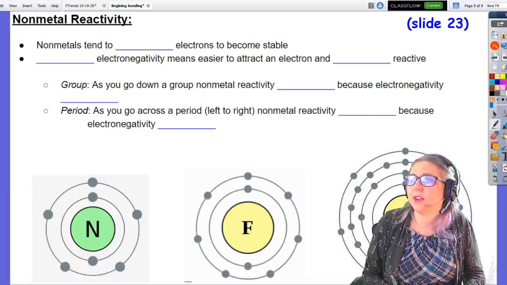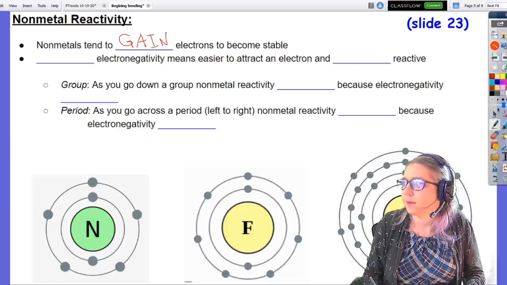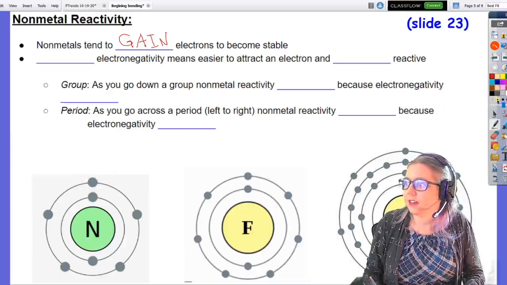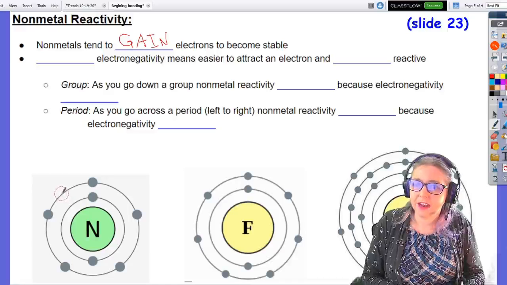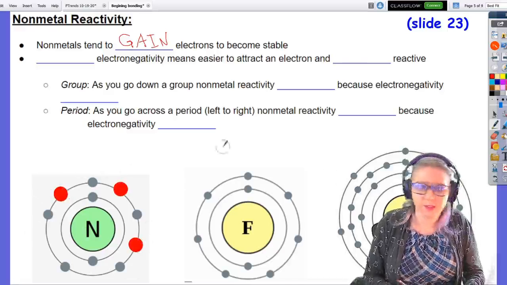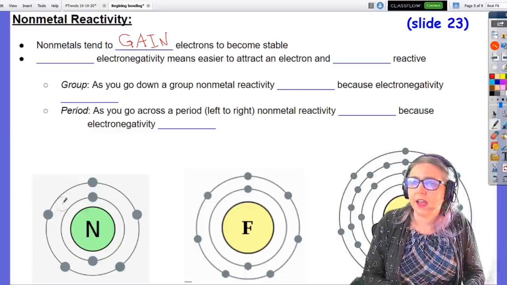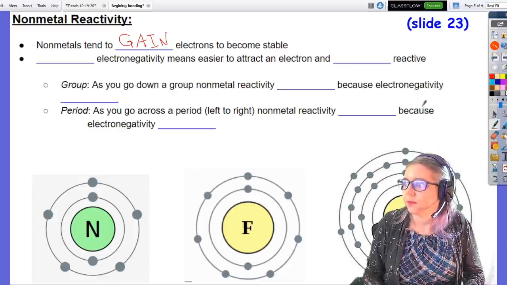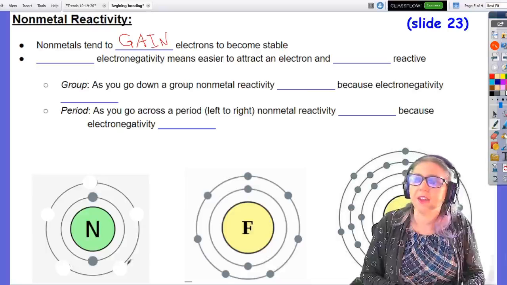Then also slide number 23, my nonmetals tend to gain electrons to become more stable. So my nitrogen here has 5 valence electrons. So in order to get 8, I can gain 3. 1, 2, 3. And now I have 8 on my outside. Or I can lose 5. 1, 2, 3, 4, 5 to have a filled valence shell.